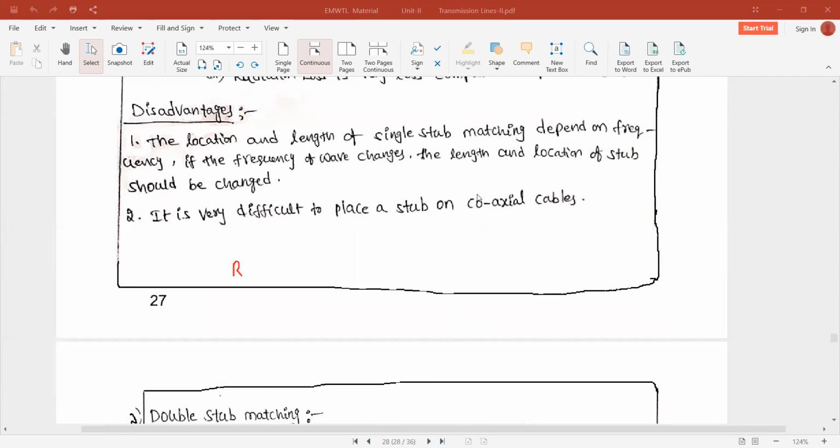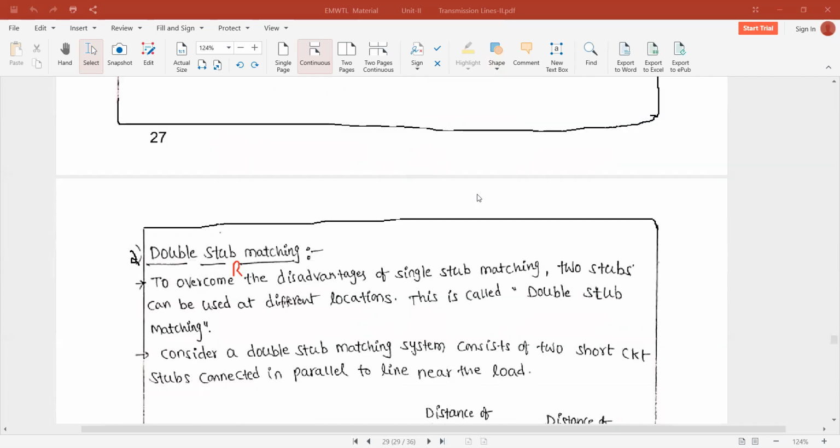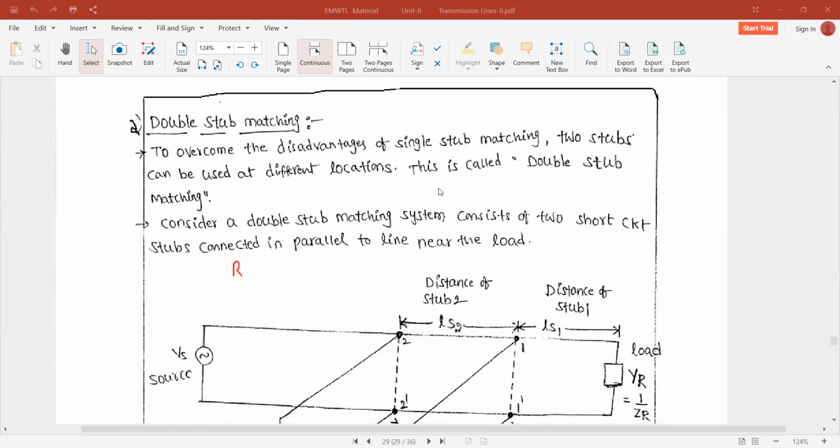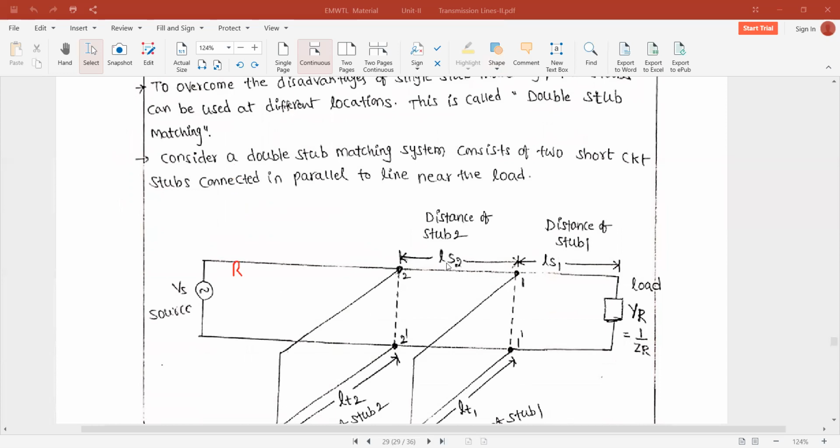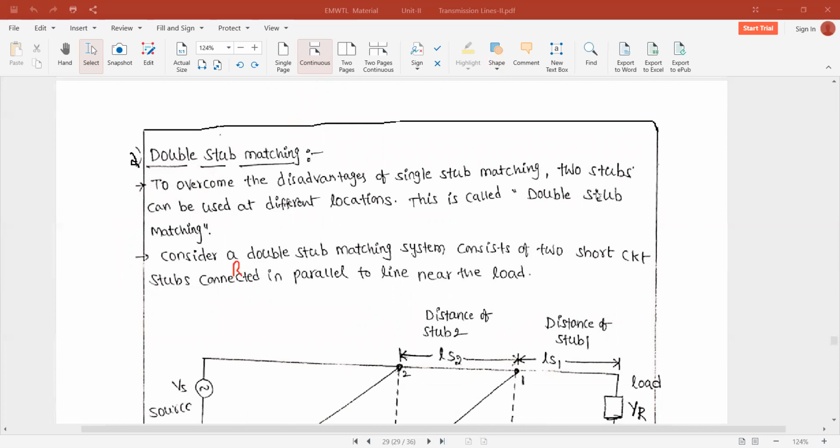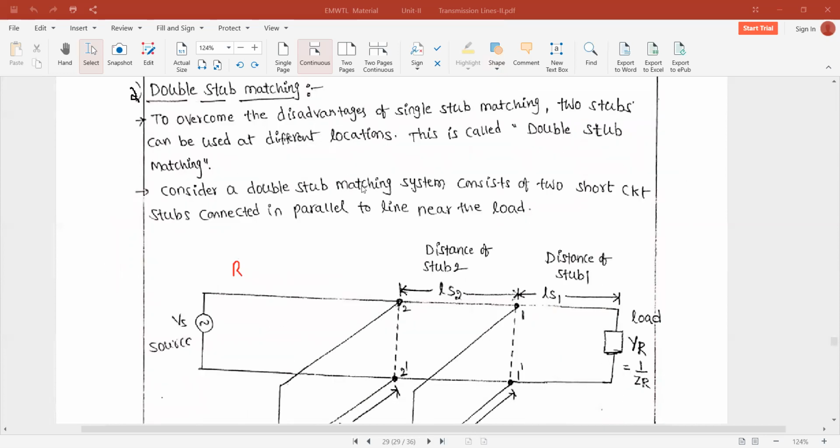When the wave frequency changes, the distance from the load to the stub and the length of the stub also have to change. That is a disadvantage. To overcome that disadvantage, we are going for the double stubs, with the distance of LS2 from the load end. To overcome the disadvantage of the single stub matching, two stubs can be used at different locations. This is called double stub matching.